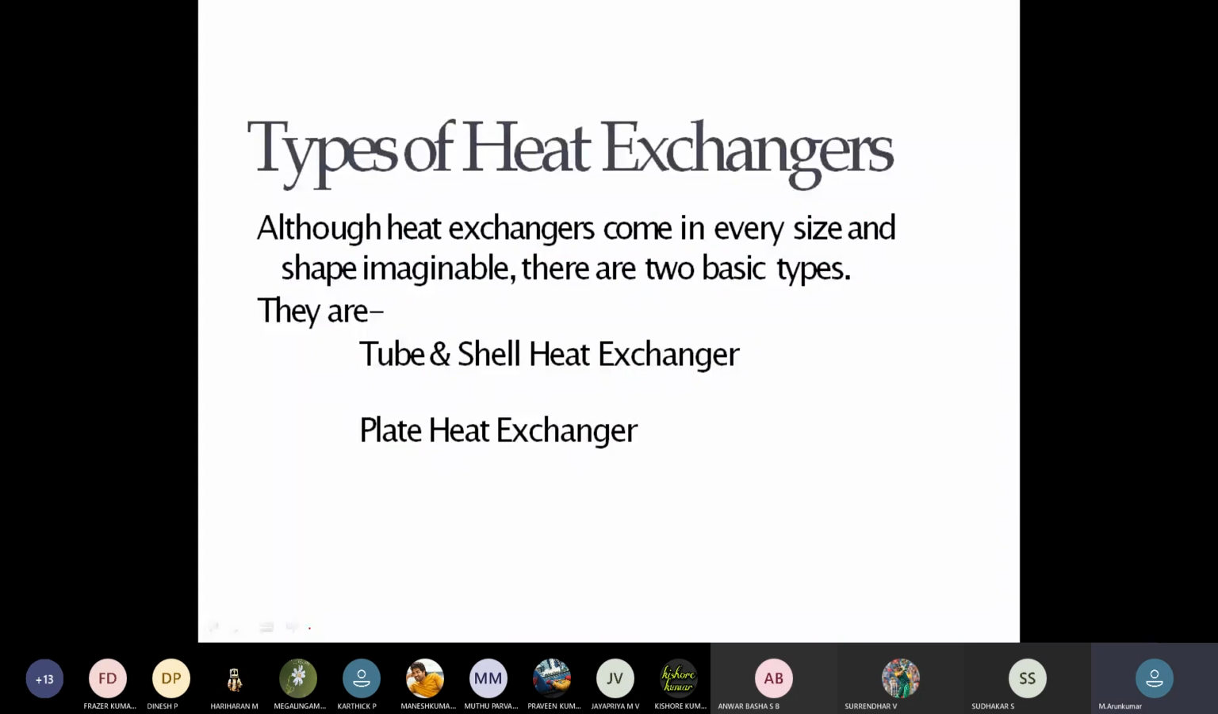Then we have different types of heat exchangers. Although heat exchangers come in every size and shape imaginable, there are two basic types. Actually, these two are the basic types.